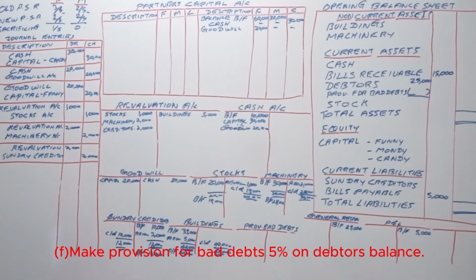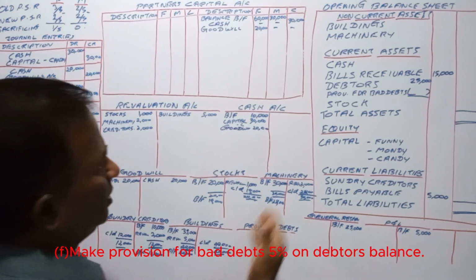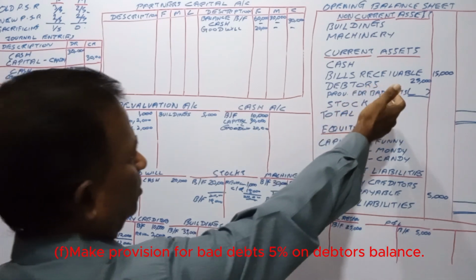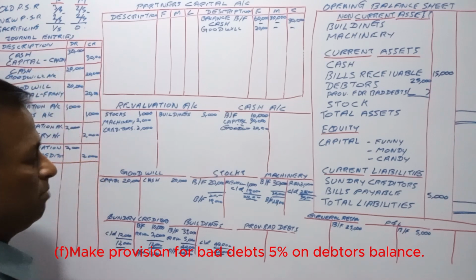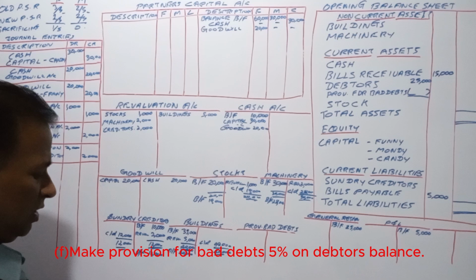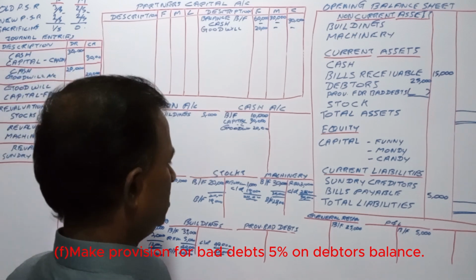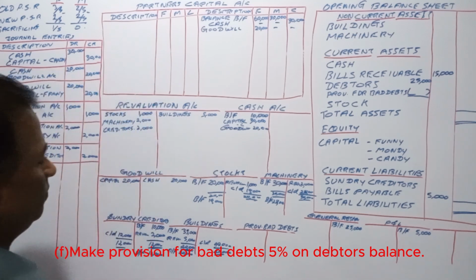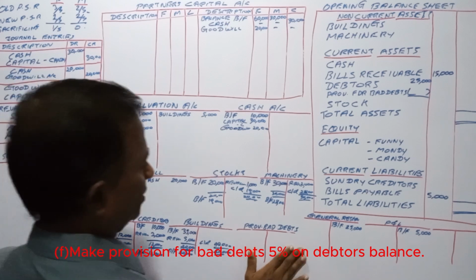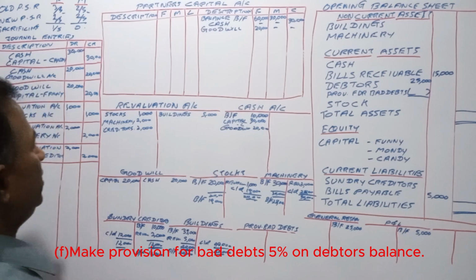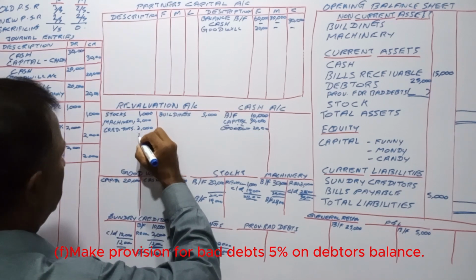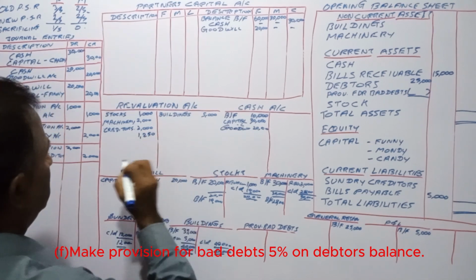Provision 5% for the bad debtors. They ask us to provide 5% on debtors for bad debts. Bad debts 5% is 1,250, right? So how can we make it? Revaluation account debit 1,250, right?